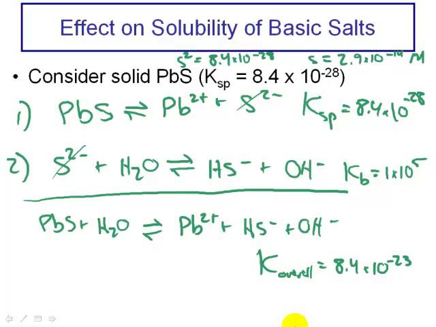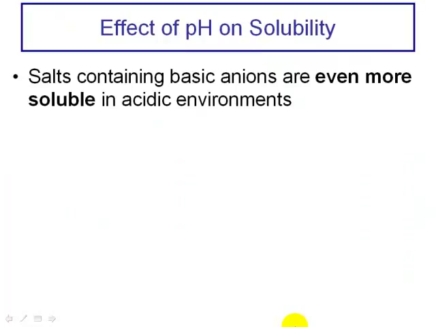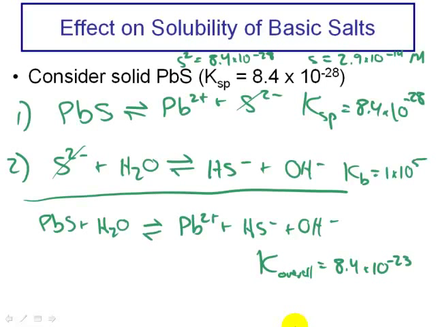Make sense? Okay. So this is showing you why things containing a basic ion will be more soluble in neutral solution. This effect is even more profound in acidic solution. If we are in acidic solution, ionic compounds that contain basic ions will be even more soluble than they would be in water. The basic ion can react with water, and that process is called hydrolysis. So the sulfide gets used up, and that causes the position of the solubility equilibrium to shift right and causes more lead sulfide to dissolve than would otherwise. If you're in acidic condition, that effect is going to be even more intense.